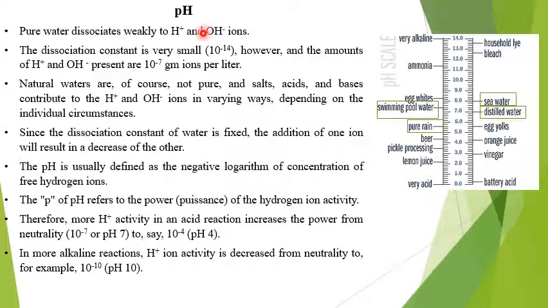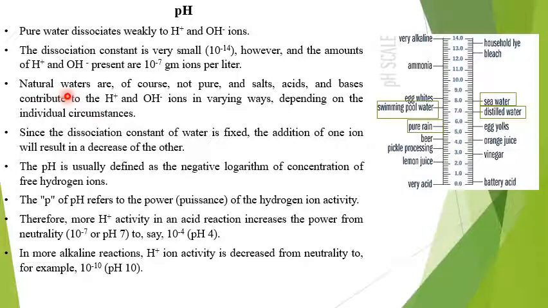pH is the negative logarithm of hydrogen ion concentration. When pure water dissociates, it forms H plus and OH minus ions. The dissociation constant is very small, 10 raised to power minus 14. The amount of H and OH present is 10 raised to power minus 7 ions per liter each, when it is stable.